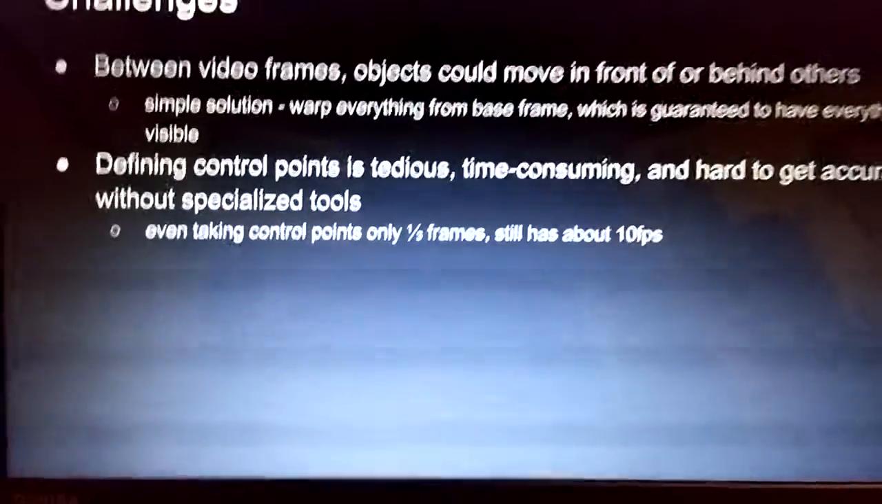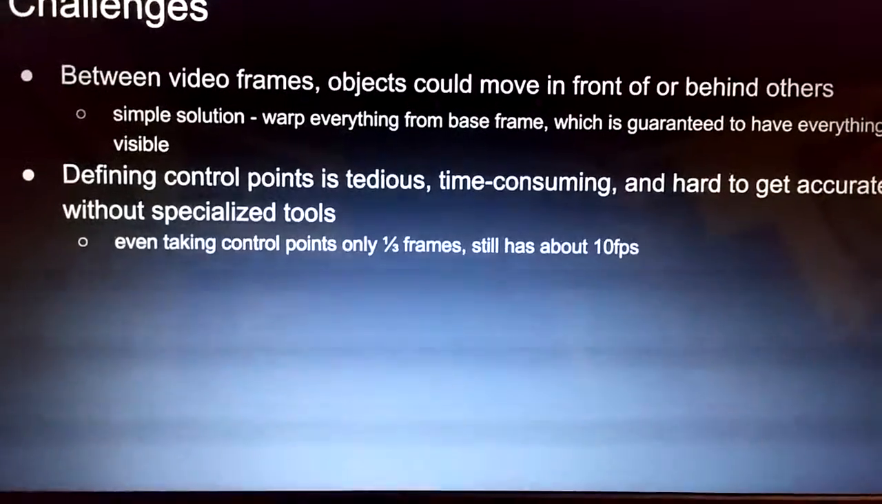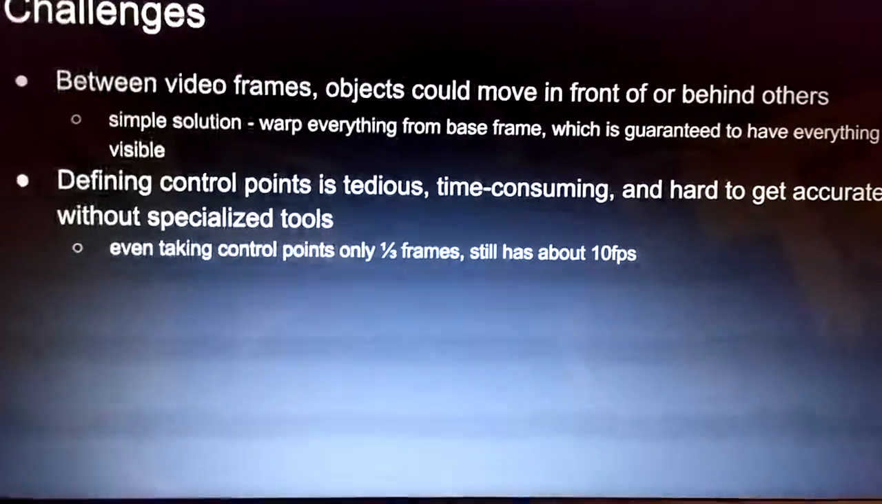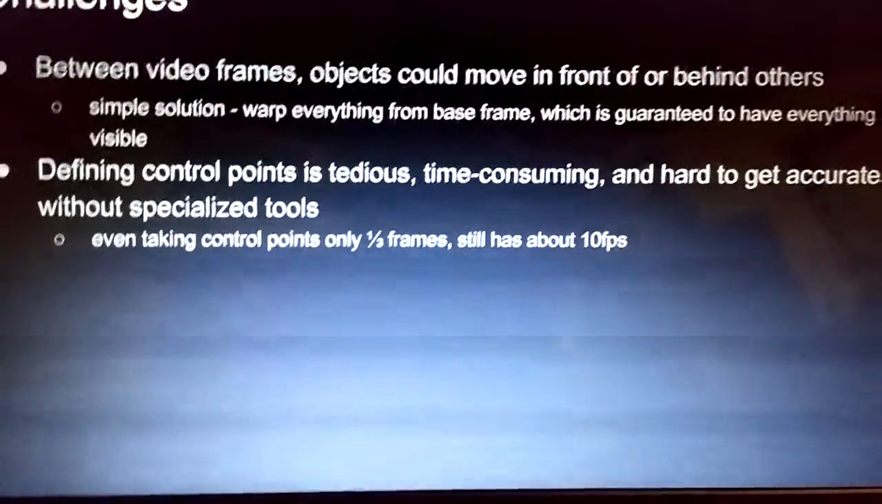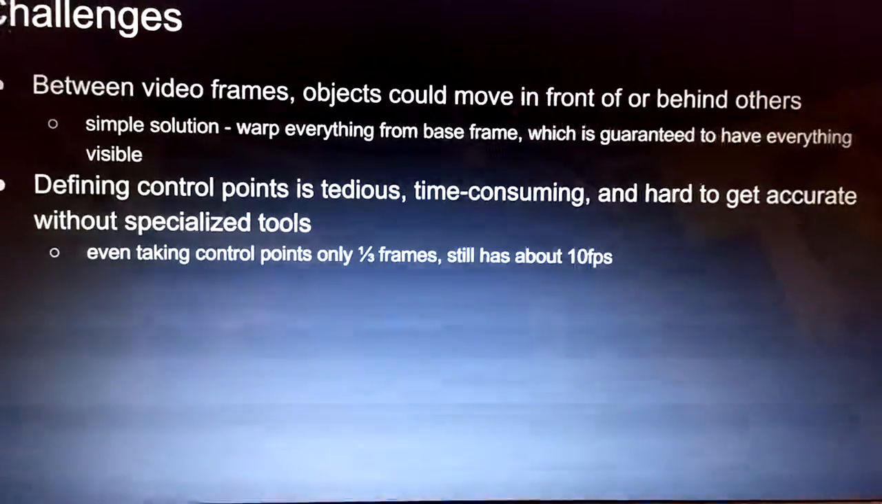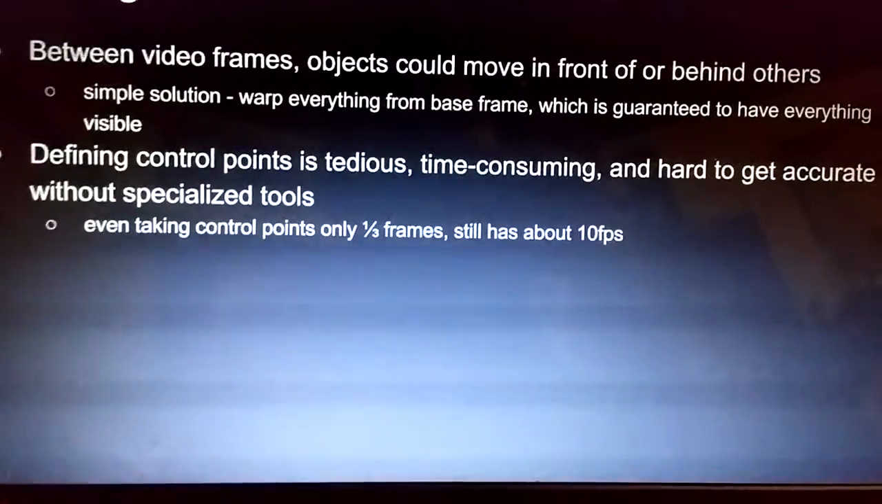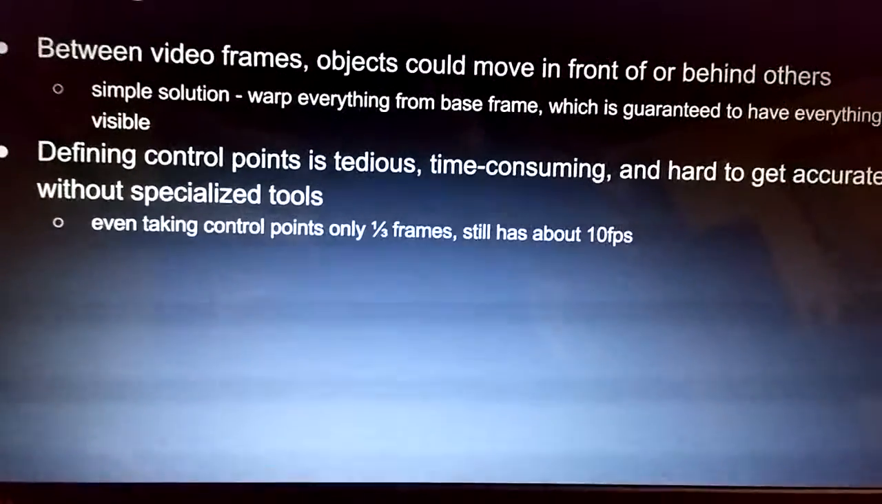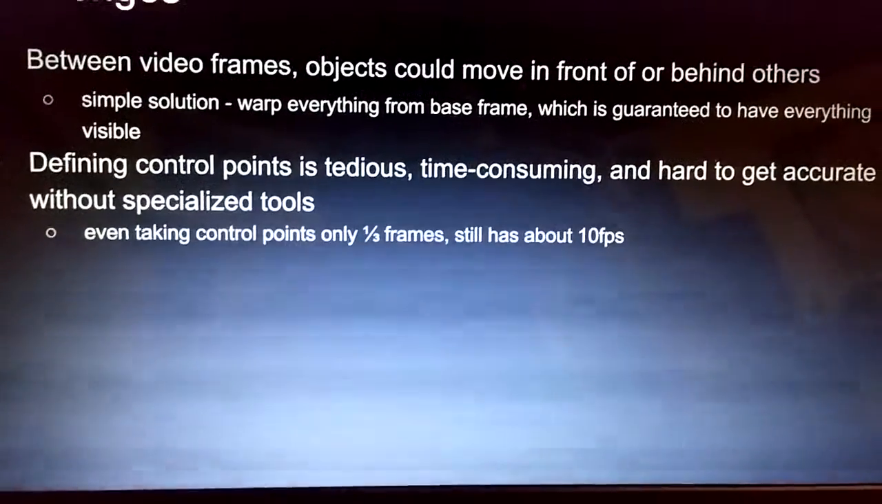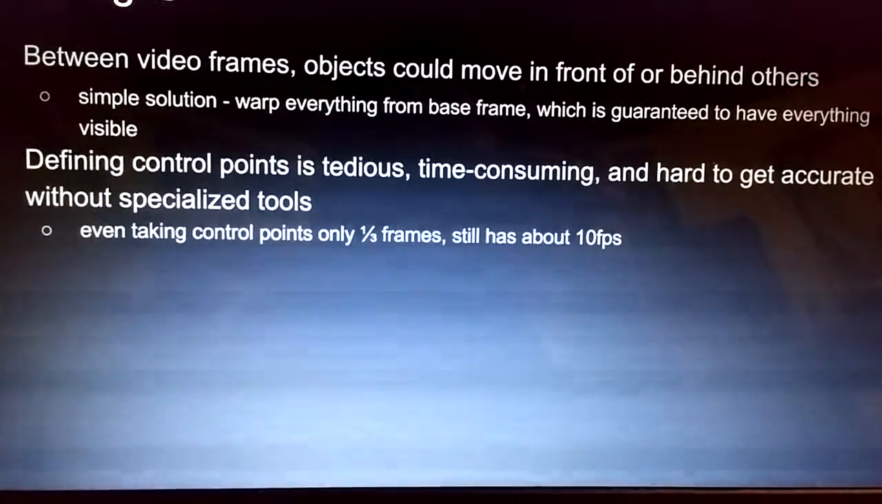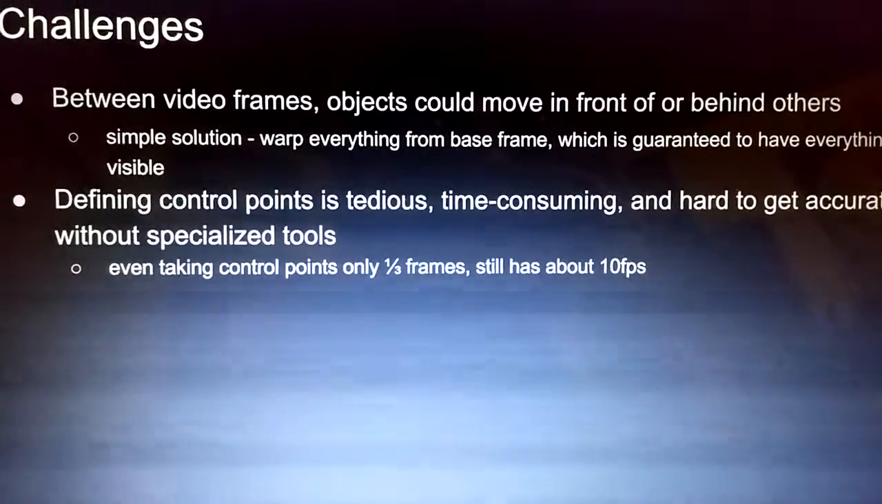Another thing is that defining the control points between the frames is really tedious. I'm sure everyone thought it was pretty tedious for Project 7. Video frames are usually 30 frames per second, so I took every third frame, and that's still 10 frames per second of video, and then you have to define a lot of control points there, so that was pretty annoying.